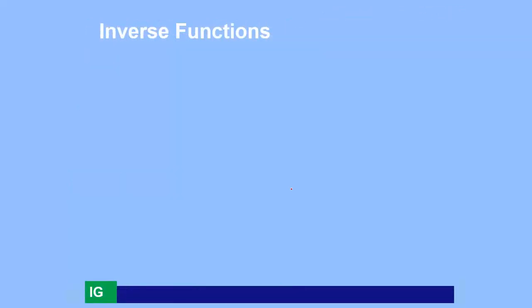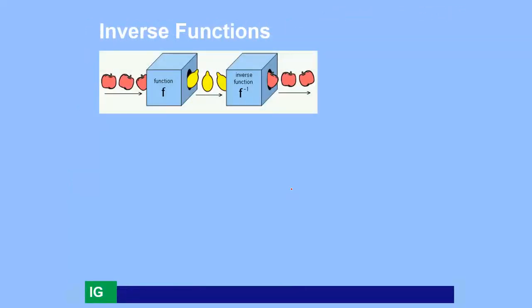So the inverse of the function, this is the diagram. If we see what inverse actually means, this is a function f of x which converts the apples into lemons. So the inverse function will convert the lemons back to apples. This is the f inverse function.